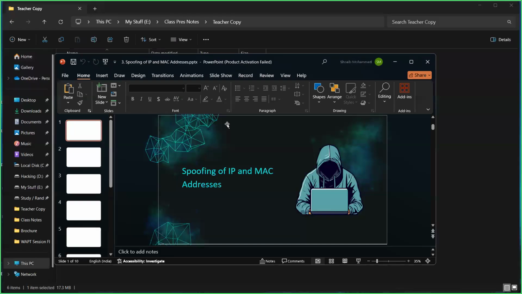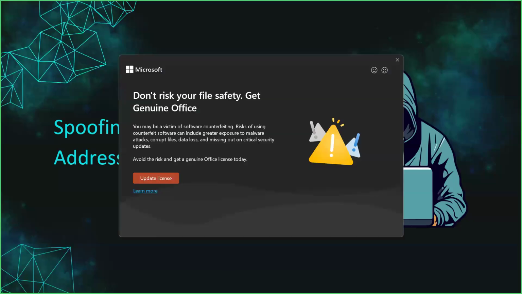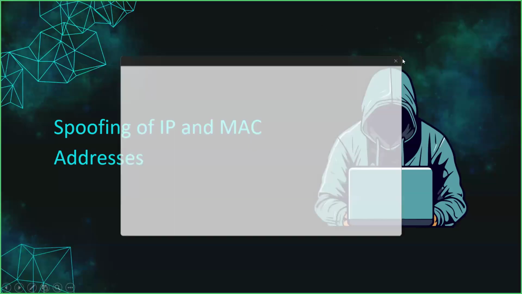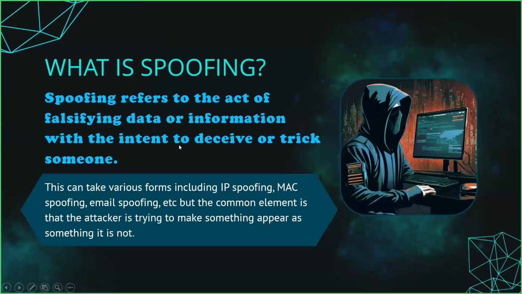Okay. So basically, when you talk about spoofing, guys, this is a concept of trying to hide your identity by, again, giving falsified information. So again, we can spoof our IP address or the MAC address as well. Okay. So to define spoofing, spoofing refers to the act of falsifying data or information with the intent to deceive or trick someone. Now, this can take various forms, including IP spoofing, MAC spoofing, email spoofing. But the one common element in all of these techniques is the attacker is trying to make something appear as if something it is not.